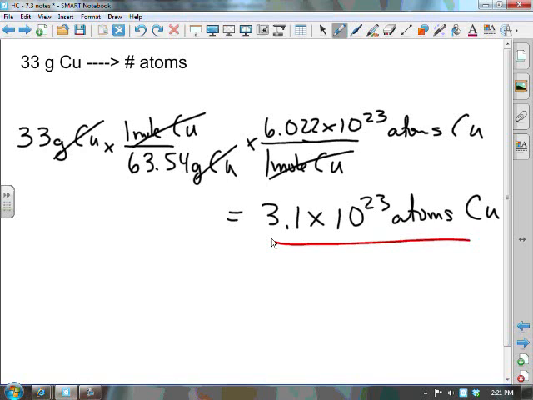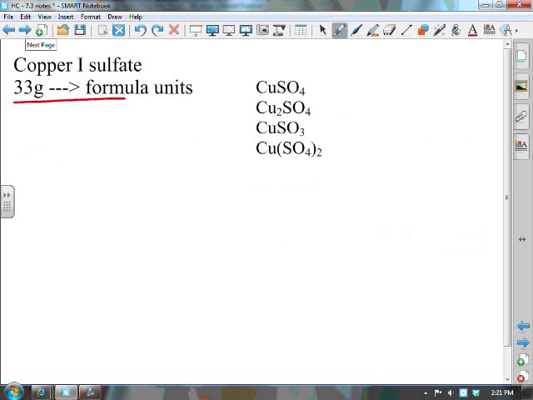So how does this apply in chapter 7? Well, instead of 33 grams of copper, here's what we're going to have. You have 33 grams of copper 1 sulfate. How many formula units do you have, or how many structures do you have? Remember, formula units, atoms, molecules, they're all the same thing, just like cookies, cars, calculators. Avogadro's number applies the same way. Here's what the difficult piece is.